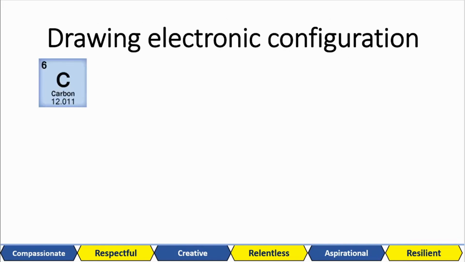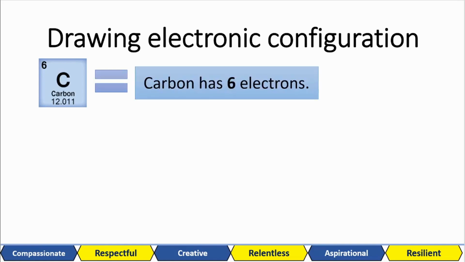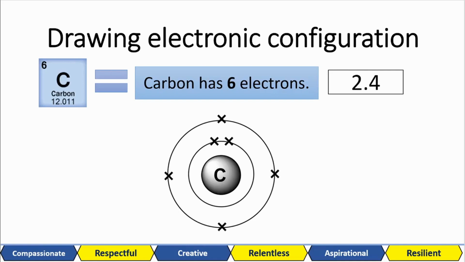Next, we need to make sure that you can actually draw electronic configurations. This is how you do it. You start by checking the number of electrons that you have. In this example, carbon has 6 electrons. This means that the first shell will hold a maximum of 2 and the remaining 4 electrons will go on the next shell, the second shell, which can hold a maximum of 8. That gives us 2.4.